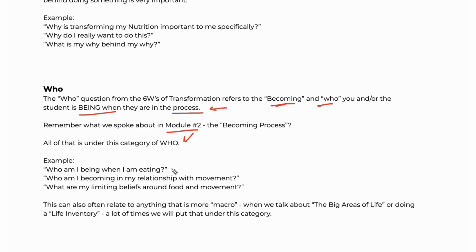And specifically, this is very, very important, because who you are being when you are eating is many times as important as what you are eating, right? And so it's very important to emphasize this, right?